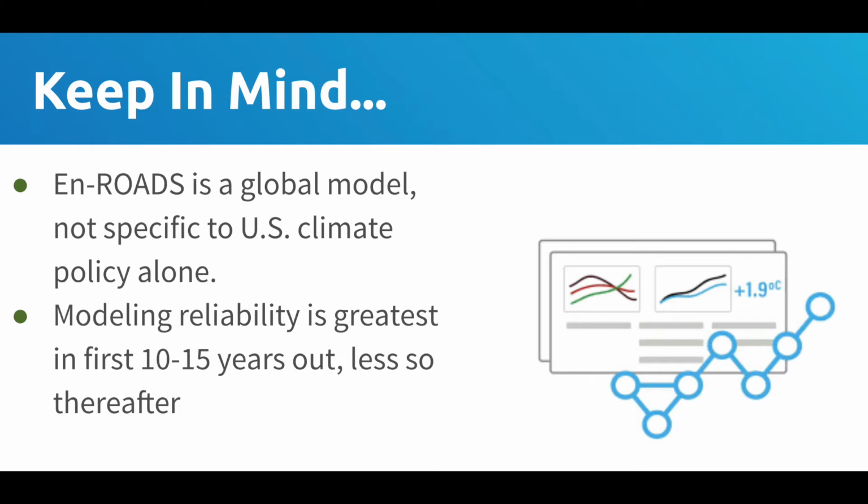And the key things that the research staff found in evaluating En-ROADS as a model, especially as it pertains to the Energy Innovation and Carbon Dividend Act, are the following four important conclusions. Number one, it's a global model, right? So its results don't necessarily readily translate to only a specific country, like the United States' climate policy impacts. Keep that in mind. And lastly, with any model, we know that reliability is greatest in that first 10 to 15 years out. So thank you for keeping those in mind.